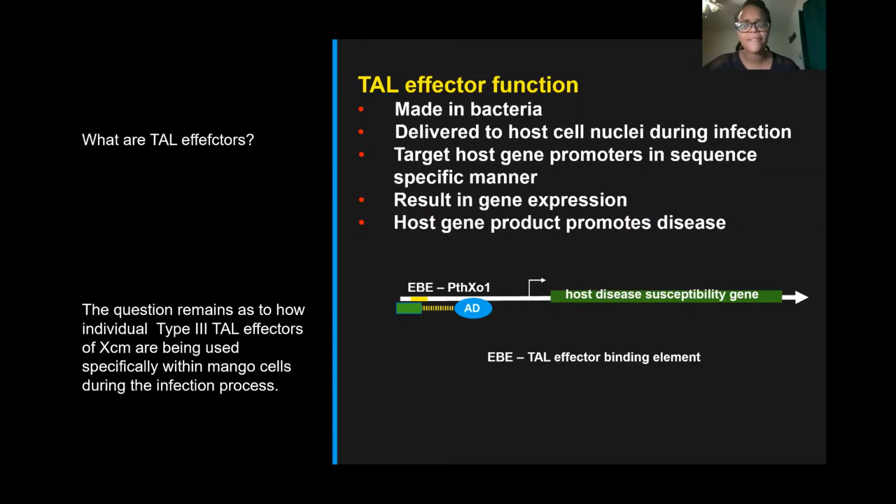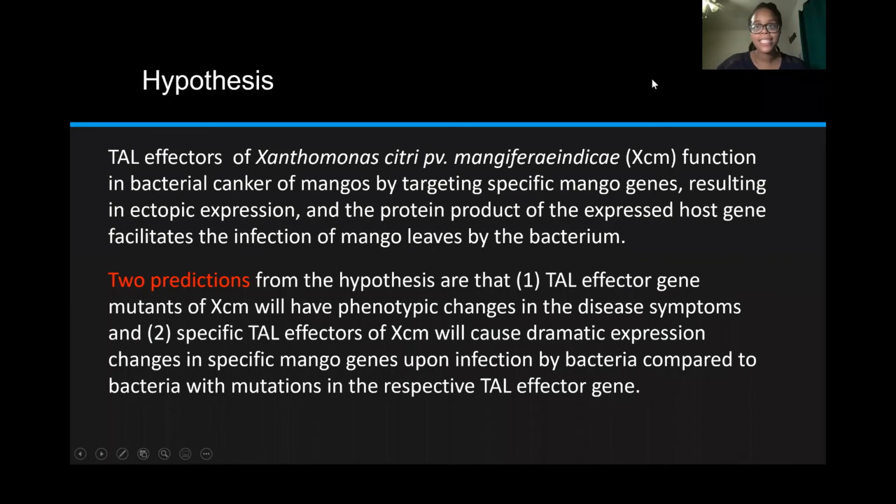But what exactly are TAL effectors? They're actually a form of protein that's created within bacteria. So when the bacteria goes to infect the host cell, it's going to be releasing these proteins into the host nucleus. Once the protein is in the host nucleus, it's going to be targeting the host gene promoter in a sequence-specific manner. From there, it's going to result in gene expression. So now the host gene is going to be promoting the disease and causing the bacteria to replicate and spread. So my hypothesis is as follows.